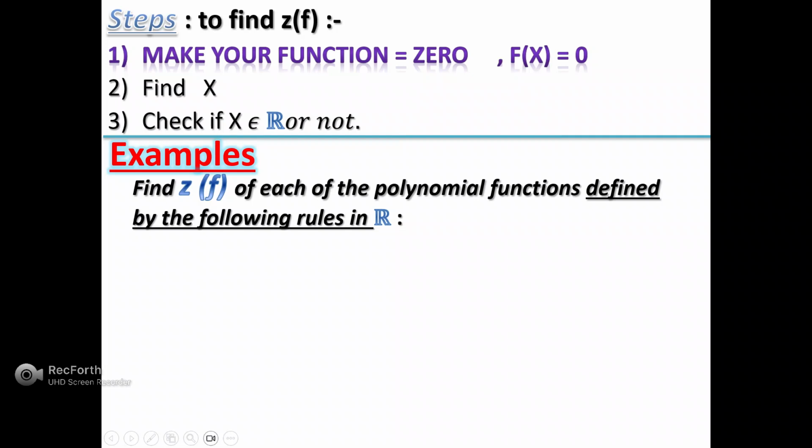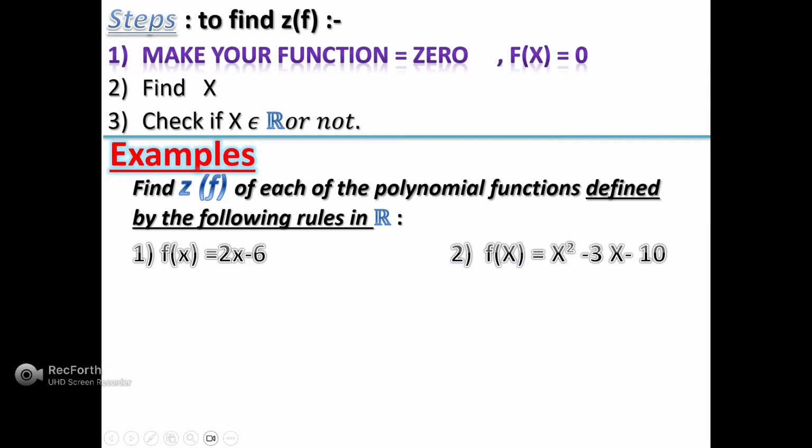Okay, let's take an example. Find the 0 of each polynomial function defined by the following rules in R. First example, f of x equal 2x minus 6. Second example, f of x equal x squared minus 3x minus 10. By following these steps, first, make your function equal 0. Second, find x. Third, check if x belongs to R or not.